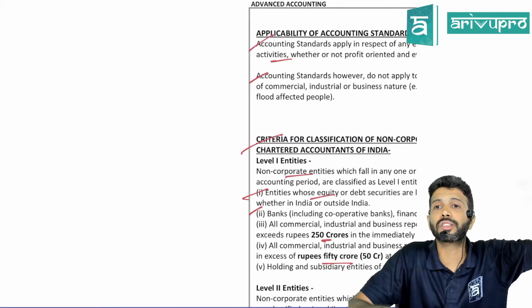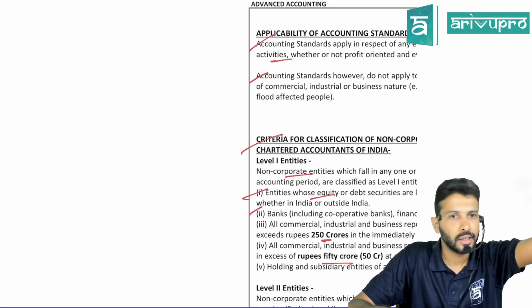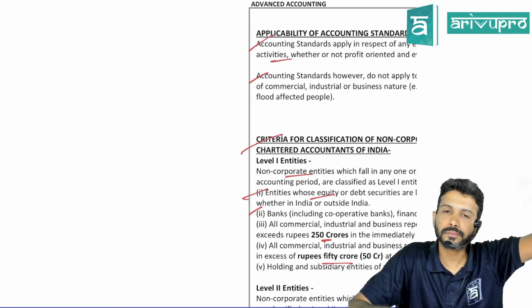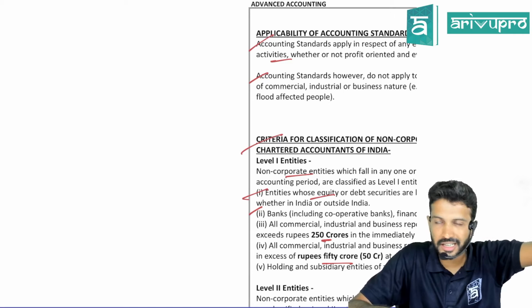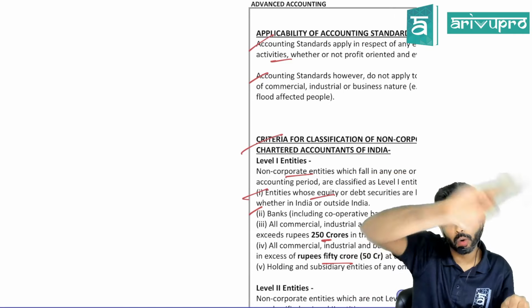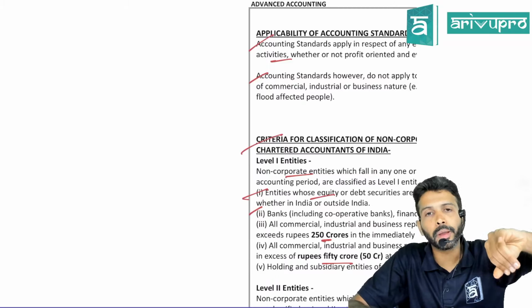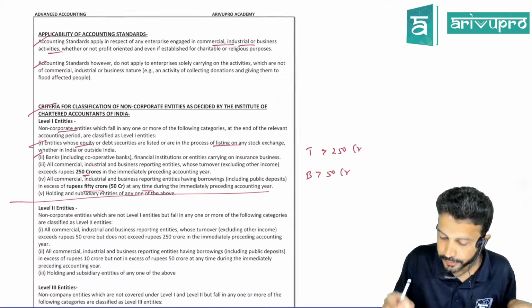Okay, let's remember that once again. Level 1 entities means what, sir? Already listed or in the process of listing, in India or abroad, equity or debt. That is one. Next one: bank, insurance company, NBFCs or finance companies. Third one: your turnover is more than 250 crore, or your borrowing is more than 50 crore. That's your level 1 limits.